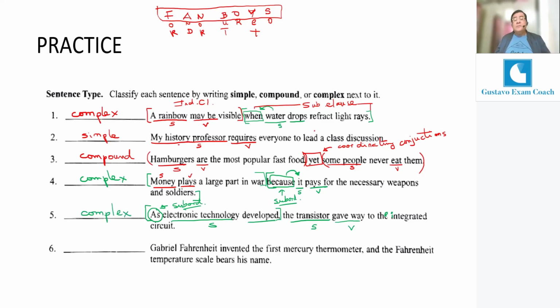Finally, we have number 6. Gabriel Fahrenheit invented the first mercury thermometer, and the Fahrenheit temperature scale bears his name.